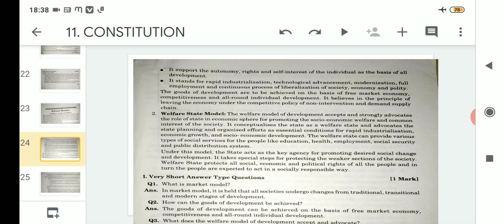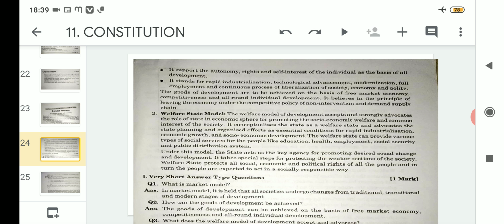So along with that, it conceptualizes the state as a welfare state and advocates the economic growth and socio-economic development. It wants what? It wants economic growth also, and along with that it wants socio-economic development also. The welfare state provides various types of social service for the people like education, health, employment, social security and public distribution system. So along with economic growth, the socio-economic development is also looked after by welfare model, and this socio-economic development includes what? Basic things in an individual's life like education, health, employment, social security and public distribution system. So under this welfare model, the state acts as a key agency for promoting desired change and development.